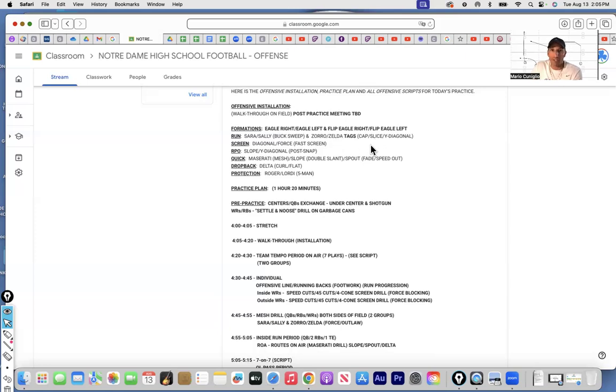We're also going to add some tags to our inside zone read, or inside zone play, Zorro and Zelda. The tags that'll be added today will be Cap, which is our tight end coming across the formation opposite the run play, or opposite the call. So if it's Zelda, he's going to line up and come across the formation and kick out the C-gap defender from the left side of the formation to the right.